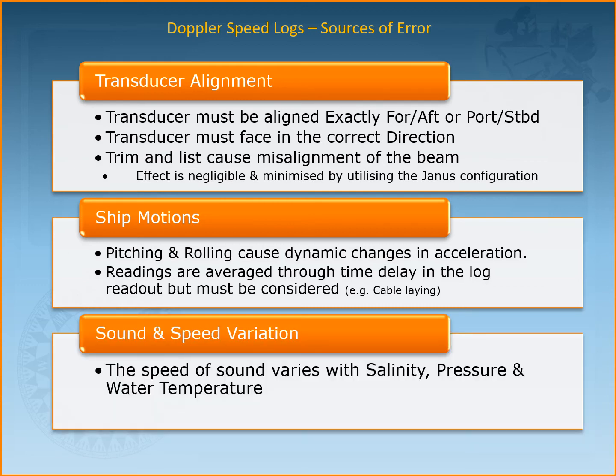Finally, the speed of sound varies with water temperature, salinity and pressure. Temperature is the most significant of these factors. The log will read wrongly if the actual values differ from the assumed values of salinity, pressure and temperature. Some Doppler logs may be compensated for errors caused by sea change.